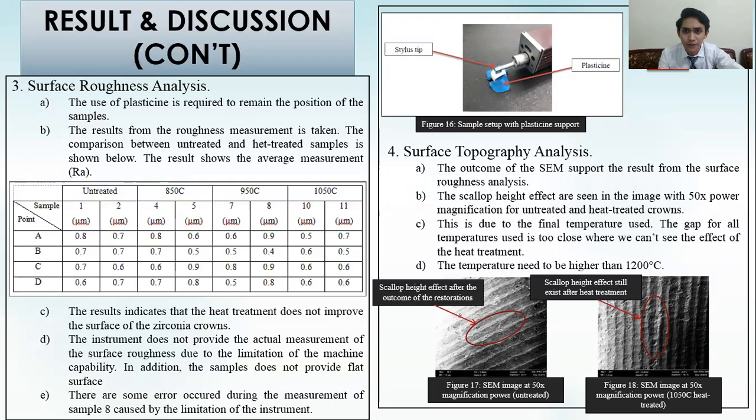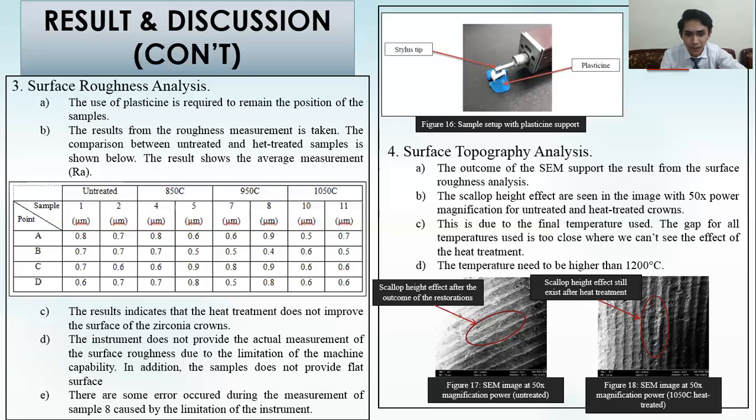The result from the roughness measurement is taken. The comparison between untreated and heat-treated samples is shown below. As you can see in the table, the results indicate that the heat treatment does not improve the surface of the zirconia crown. The average measurement at point D of sample 1, which is the untreated sample, is the same as the 1050 degrees Celsius heat-treated sample, which is 0.6 millimeter.